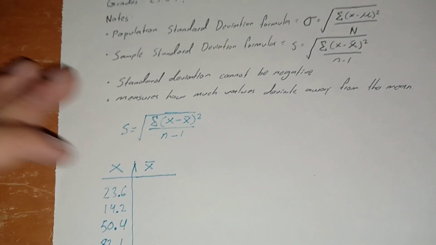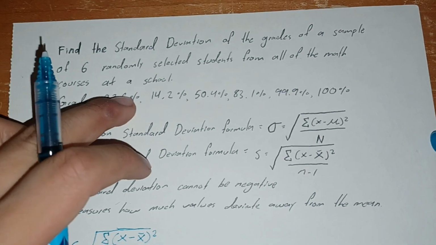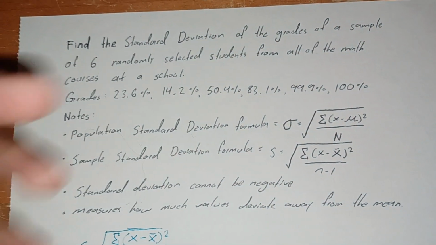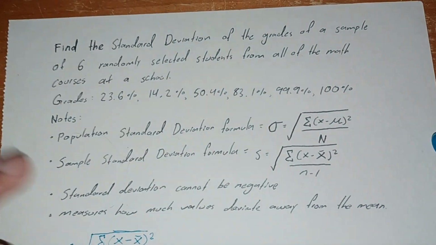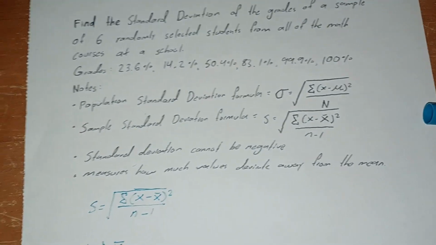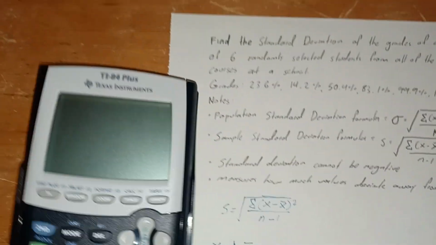How do we find our x bar? X bar is our mean. So we are going to have to add all of these numbers together and divide by the number of values that we have here. So in this case, we're going to divide by 6. So we're going to add all of these together, divide by 6. So let's go ahead and take out our calculator and do that right now.